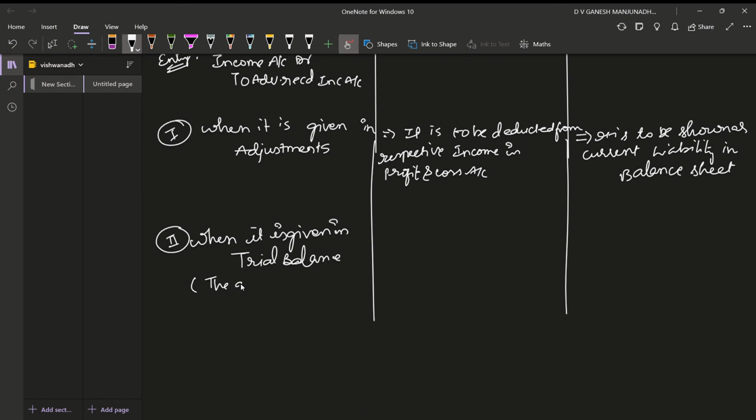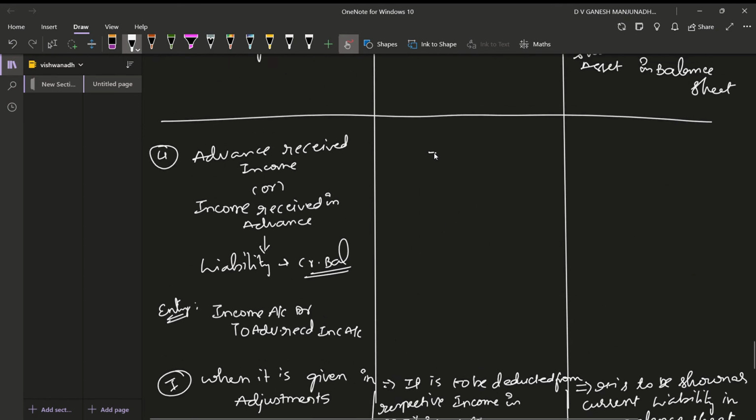the above entry was already recorded or already written, all are the same only. Okay, whenever it is given in the trial balance, let us now see.